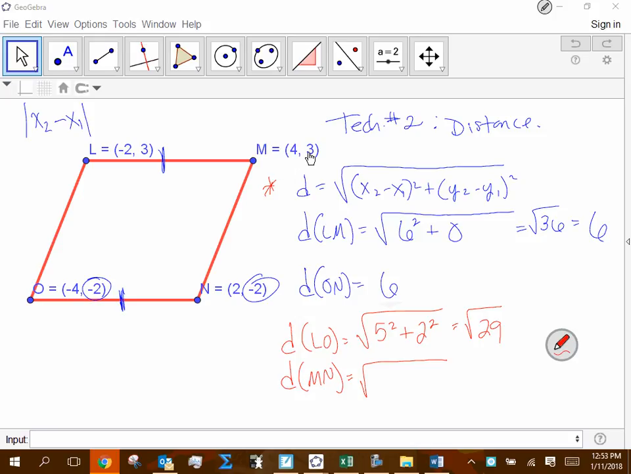Now I'm going to do the same thing for MN. So I'll go 3 minus negative 2. Gives me 5. I go 4 minus 2. Gives me 2. And I get root 29. Okay? So does that show that this is the same as that?